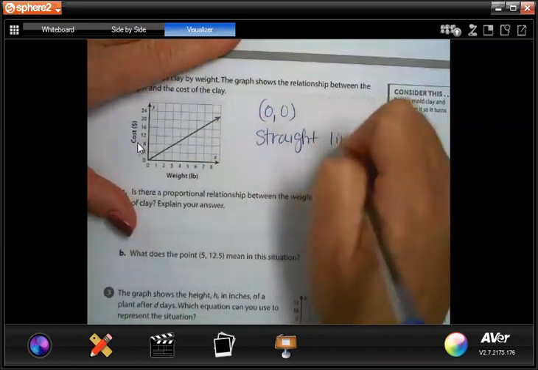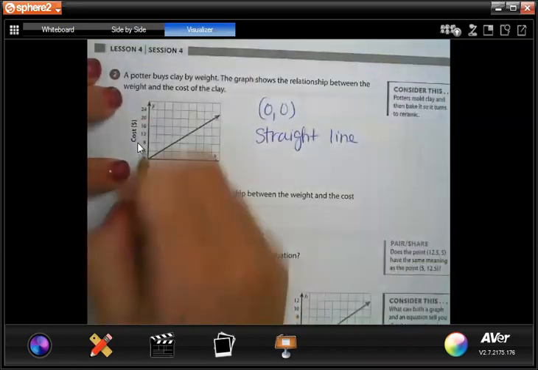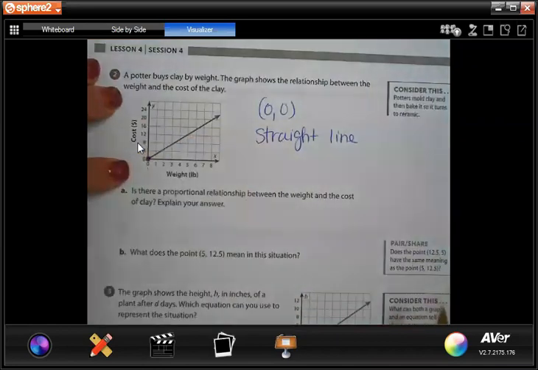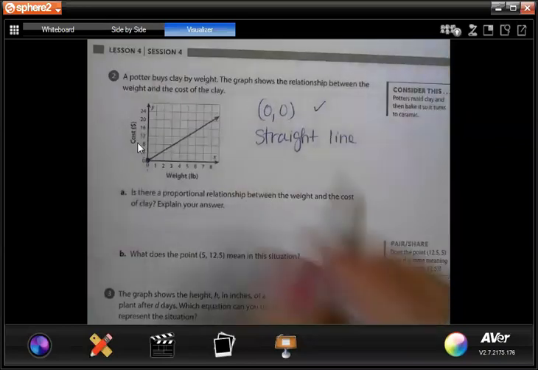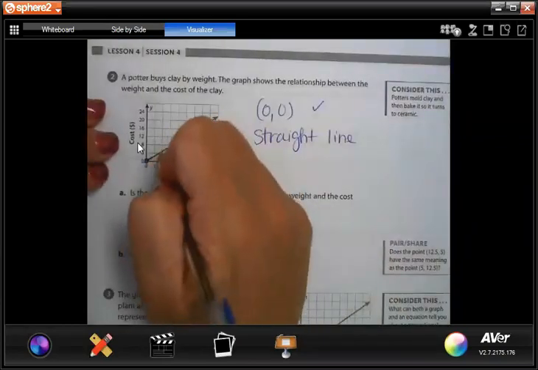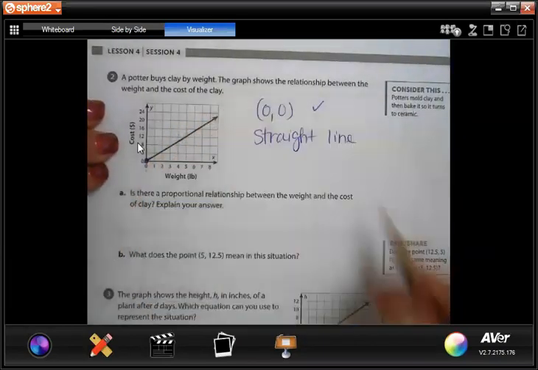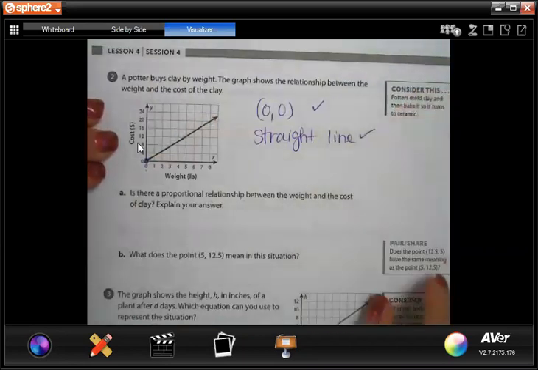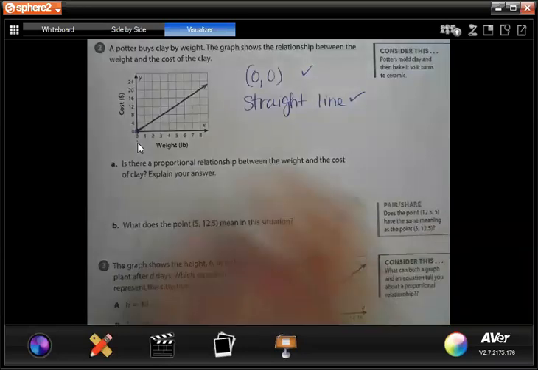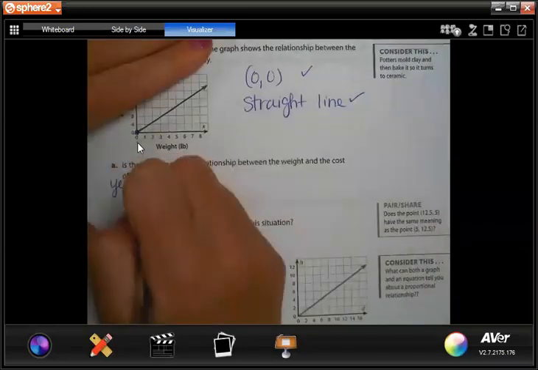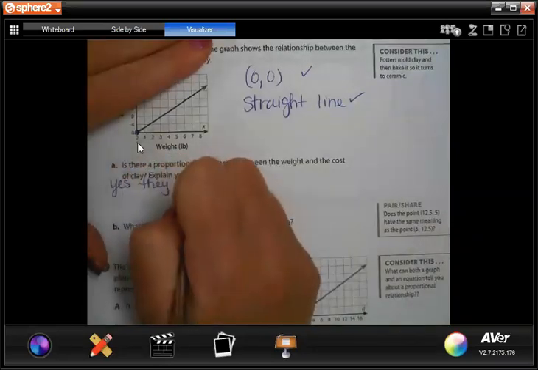So let's start with 0, 0. Yep, look, it's right there. Okay, so right now we know that's a yes. Next thing that we look for: is this a straight line? Yes, it is. That's a straight line. Now, to explain it, here's what we would say. Yes, they are proportional.